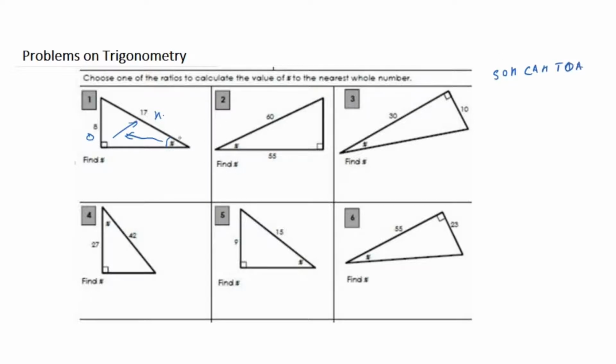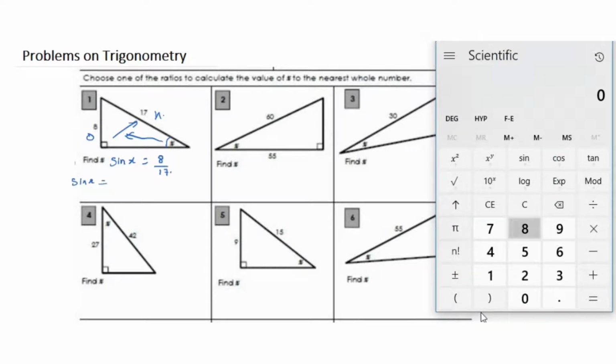So we have opposite and hypotenuse. So obviously we are going to use sine for that. So sine x is going to be opposite, which is 8, and hypotenuse is 17. That means sine x is equal to 8 over 17. Let's bring out our calculator. So 8 divided by 17, that gives us 0.470.